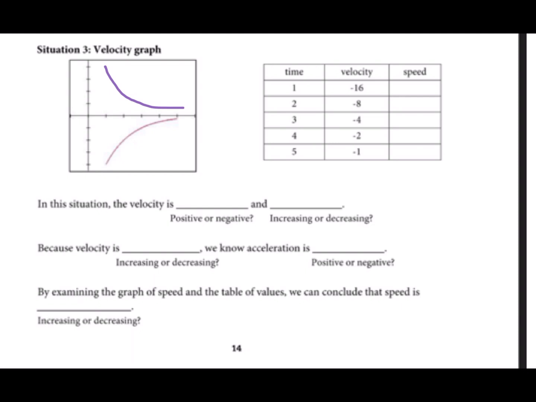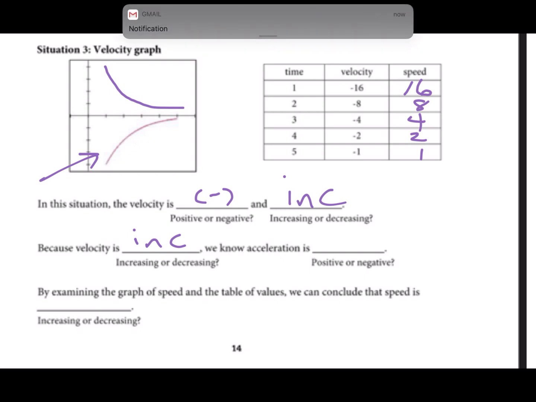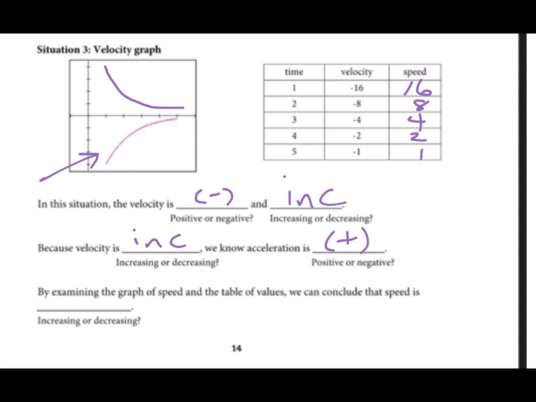If velocity is negative 16, the absolute value of that is positive 16. Absolute value of negative 8 is positive 8. And then I got a 4 and a 2 and a 1. Okay. In this situation, velocity is below the x-axis. The velocity is definitely negative, okay, because it's below the x-axis. But look at it. It's increasing, right? It's rising. All right. Because the velocity is increasing, acceleration, which is its derivative, is going to be positive or negative. It's going to be positive, right? When a function is increasing, its derivative is positive.